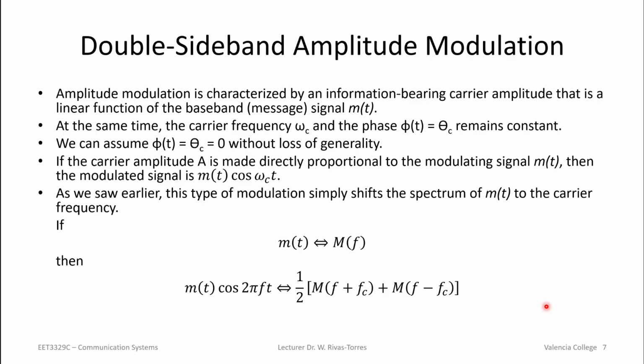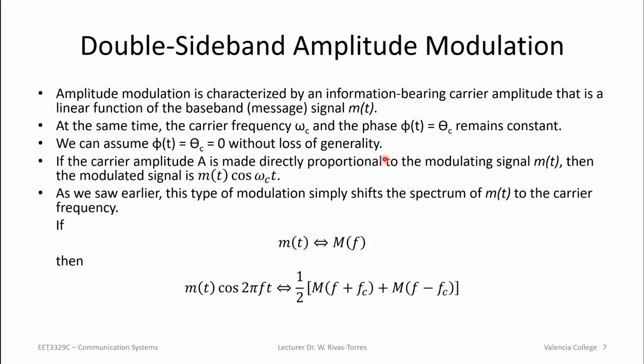So amplitude modulation, again, is characterized by the information-bearing carrier amplitude being a linear function of the baseband message, right? Now we are going to fix our carrier frequency to f_c, or omega_c if we put it in radians per second. And our phase, phi of t, we're actually going to make a constant.